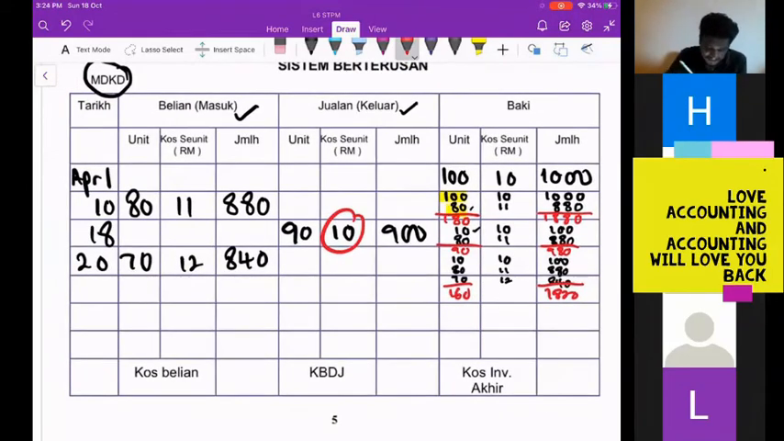Okay, after that, on the 27th something happened. On the 27th I sell. So when I sell, how many units? I sell 50 units. Bear in mind.